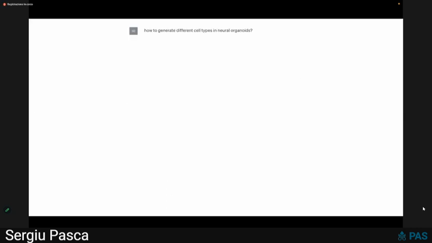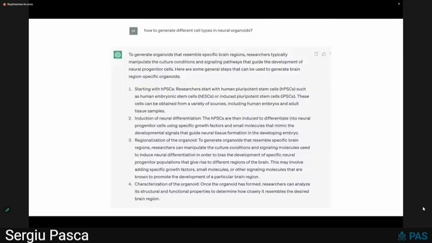And so we wondered, could we actually generate a lot of the cell diversity? And I think we've discussed a lot about AI, but what you can actually do is you can ask ChatGPT, as you can see, that's me, SE stands for my initials, and you can say how to generate different cell types in neural organoids. And it will actually give you a beautiful answer where it tells you that to generate this, you start with iPSCs, you induce neural differentiation, you regionalize the organoid, and then you characterize the organoid.